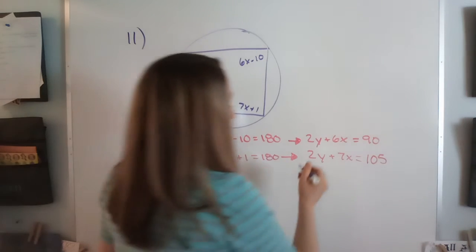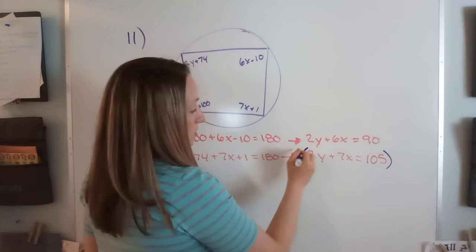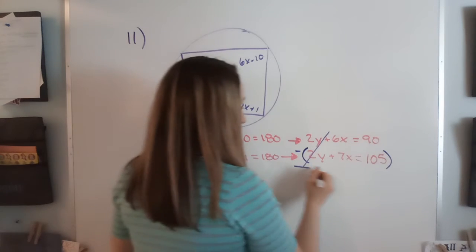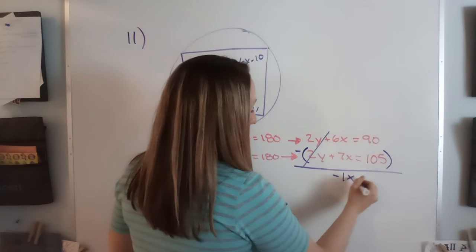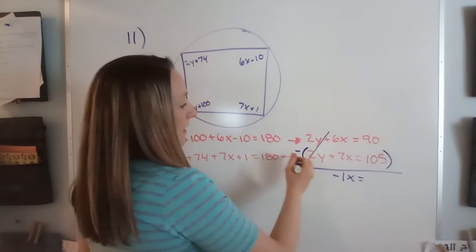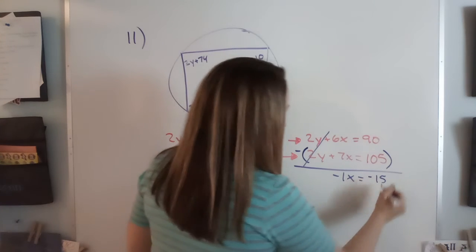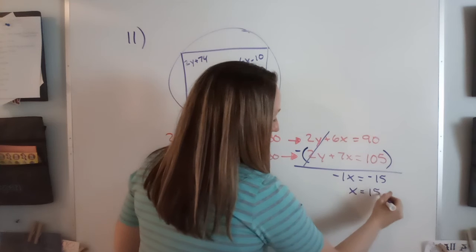for the other. So I'm going to subtract the second equation from the first. 2y minus 2y cancels. That's why it's called the elimination process. And then 6 minus 7 leaves you with negative 1x. And 90 minus 105 leaves you with negative 15. Divide both sides by negative 1, and you're left with x equals 15.